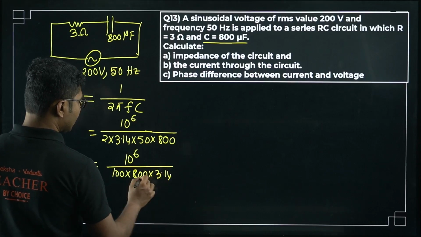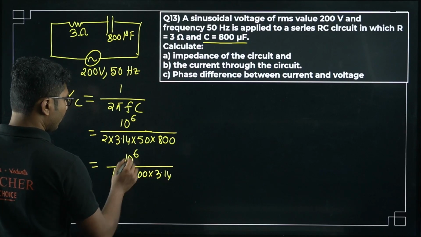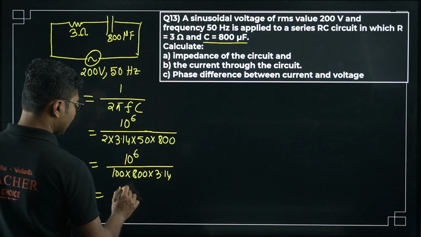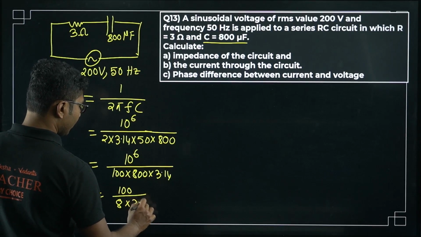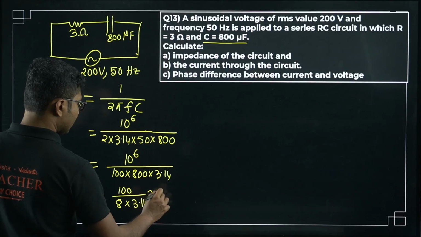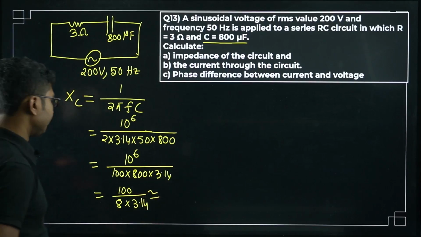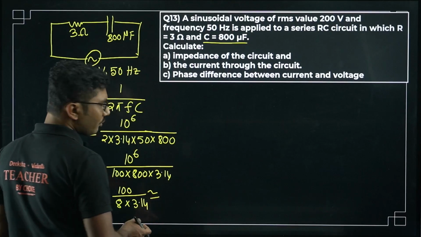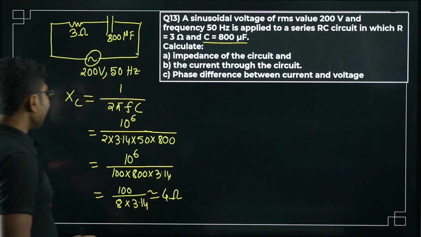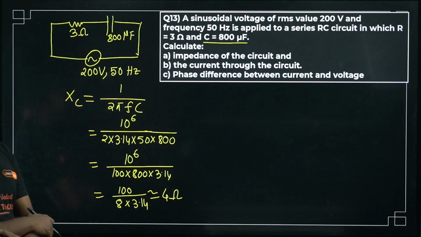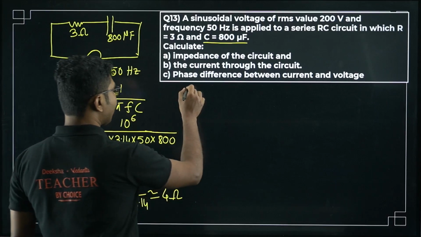Let's see. So 1, 2, 3, 4 zeros, the 4 zeros will cancel, so that means 100 divided by 8 into 3.14. So it will be equal to almost 24, 25, close to 25, that means 4 ohm. Okay, XC will be close to 4 ohm. If you use the calculator, you can calculate the exact value.